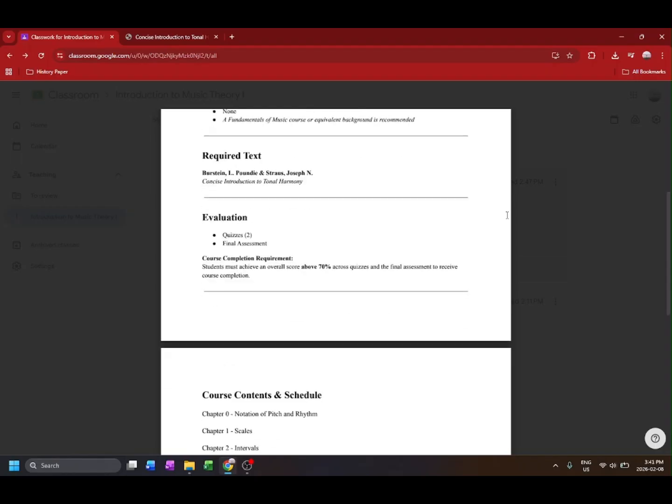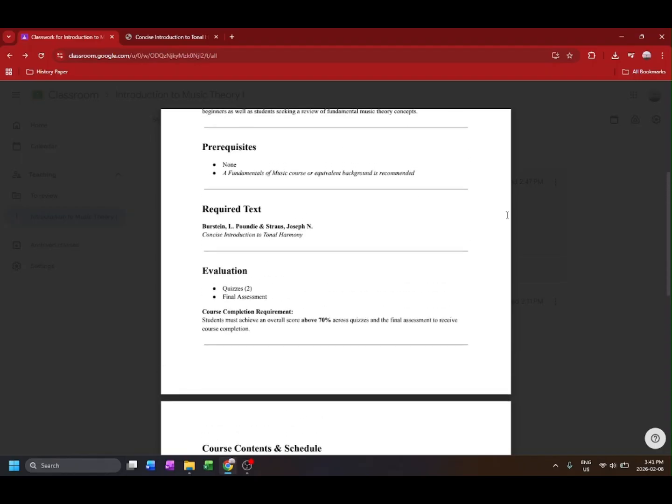Next, we have our text we're going to be using. It's called A Concise Introduction to Tonal Harmony. You can find this online. You can also buy it from the publisher. I posted a copy of it in the Google Classroom, and we'll be using this as a framework for our class, and it's highly recommended that you have a look at it.